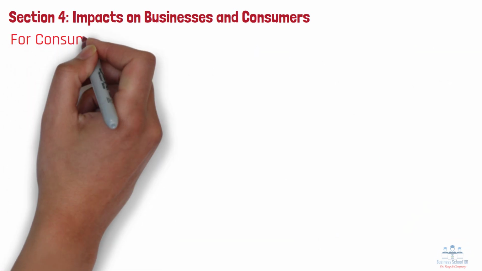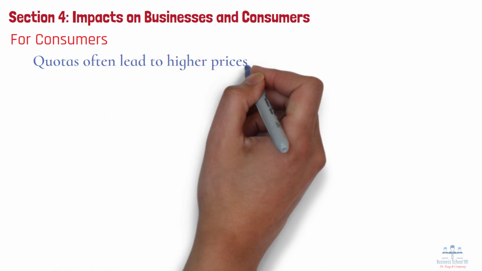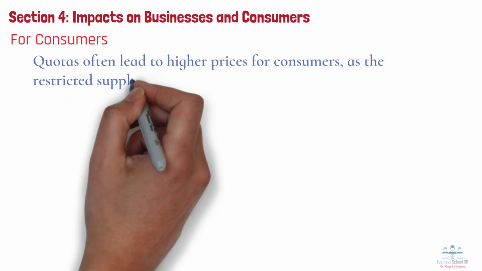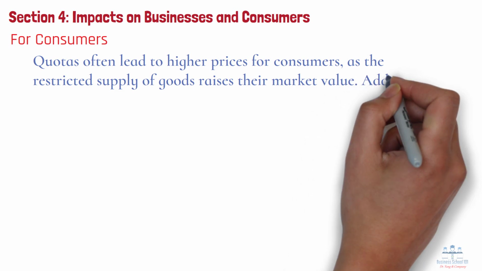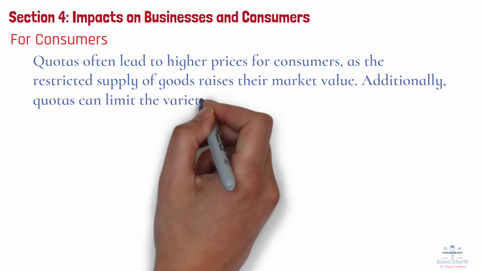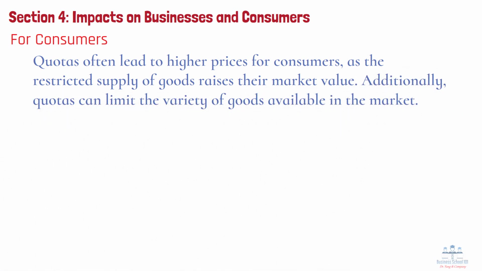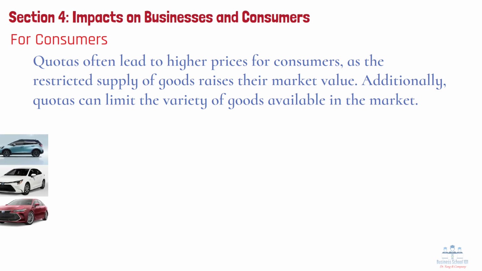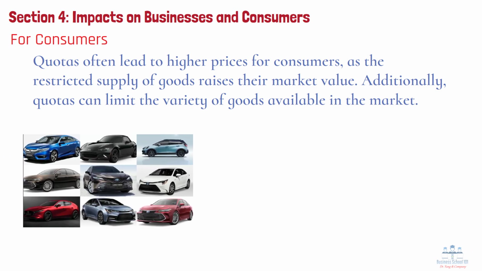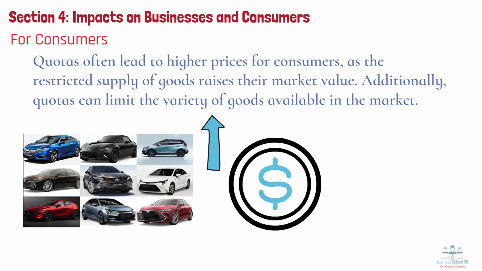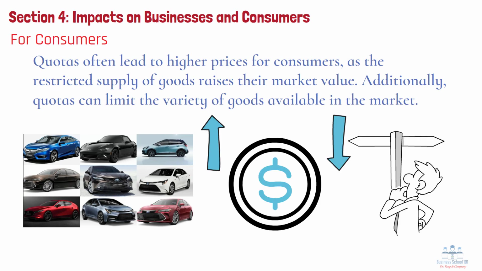For consumers, quotas often lead to higher prices, as the restricted supply of goods raises their market value. Additionally, quotas can limit the variety of goods available in the market. For example, when quotas were imposed on Japanese cars in the 1980s, American consumers faced higher prices for foreign cars and fewer options, as only a limited number of imports were available.